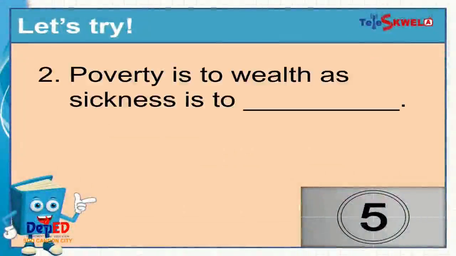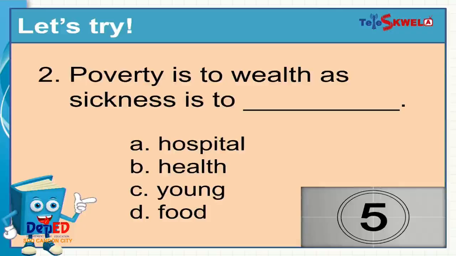Number 2, poverty is to wealth as sickness is to letter A, hospital, letter B, health, letter C, young, and letter D, food. And the answer is letter B. Poverty is the opposite of wealth, as sickness is the opposite of health. The pairs of words have opposite relationship.